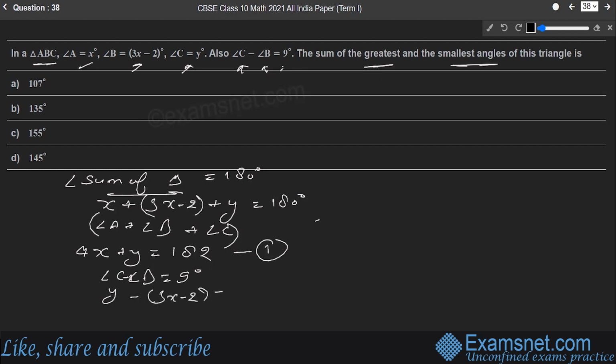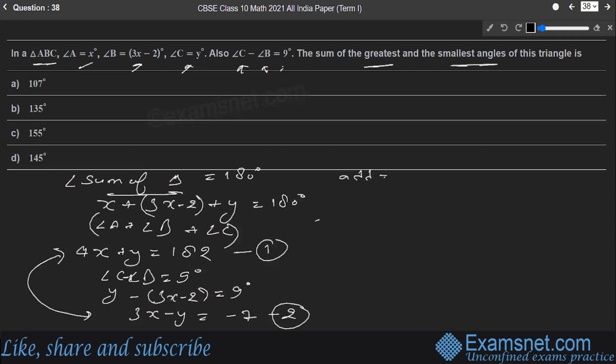So the difference of these two has to become 9 degrees. If we solve this further, this gives another equation: 3x minus y is equal to minus 7. Let's make this equation number 2. So we have two equations in the scene, first and second, and we can solve for anything. So let us add these equations.